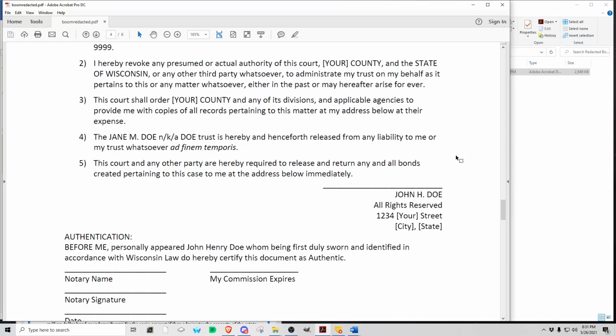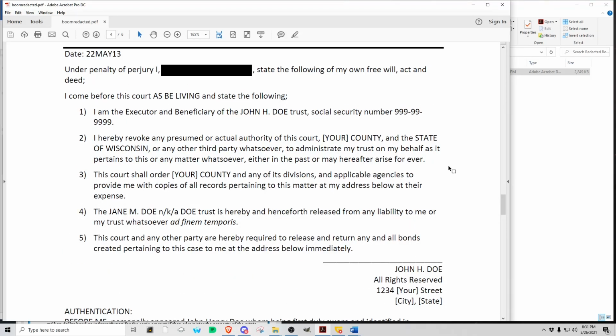Number 4. Jane M. Doe, and this was the name of his mother, also known as whatever, such and such Doe Trust, is hereby and henceforth released from any liability to me or my trust whatsoever ad infinitum temporis, which basically means from wherever to wherever in the future. This court and any other party are hereby required to release and return any and all bonds created pertaining to this case to me at the address below immediately. And that was it. That's all he said.